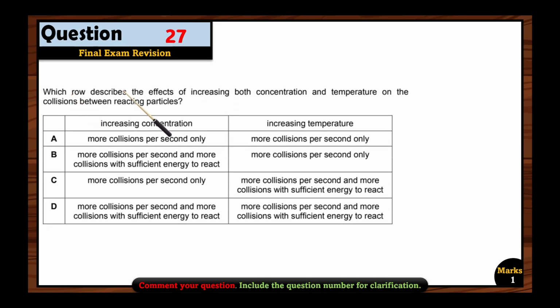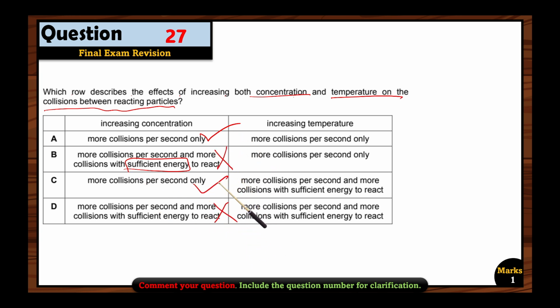Question 27. Which row describes the effect of increasing both concentration and temperature on the collision between reacting particles? So when you increase the concentration, there will be more collisions per second only, right? More collisions per second and more collisions with sufficient energy. Again, the words sufficient energy are not used for any other factor. It's only used for the temperature. So this option is wrong. This is right. This is wrong.